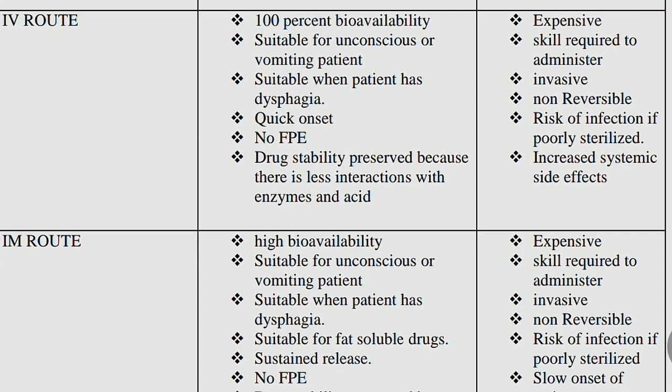And then, just in case you don't know, bioavailability refers to the fraction of unchanged drug that enters systemic circulation. So this is why it's 100%, because you've already injected it inside the systemic circulation. You've already injected it in the vein, and then it has entered systemic circulation. No first pass effect. Drug stability preserved because there is less interaction with enzymes and acid. That's also true. Some of the disadvantages: expensive. Yes, generally it's more expensive than oral. Skill is required. You need to have skill to inject someone.